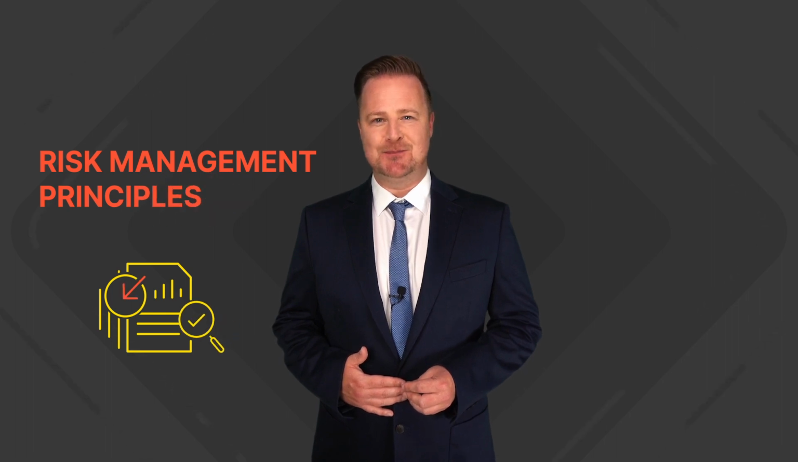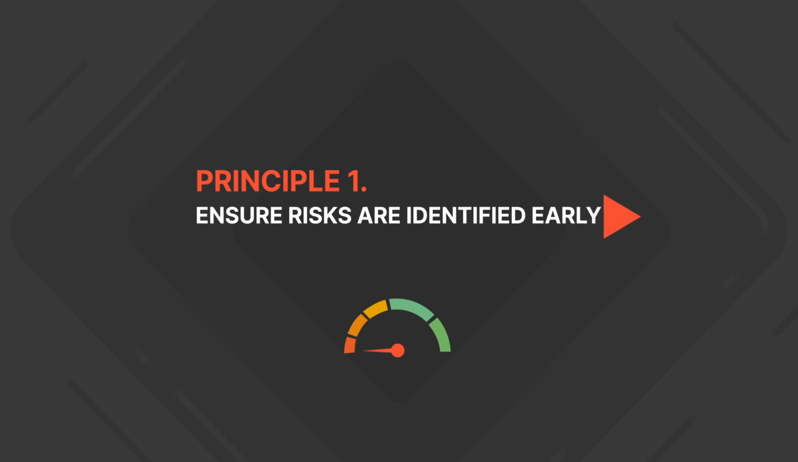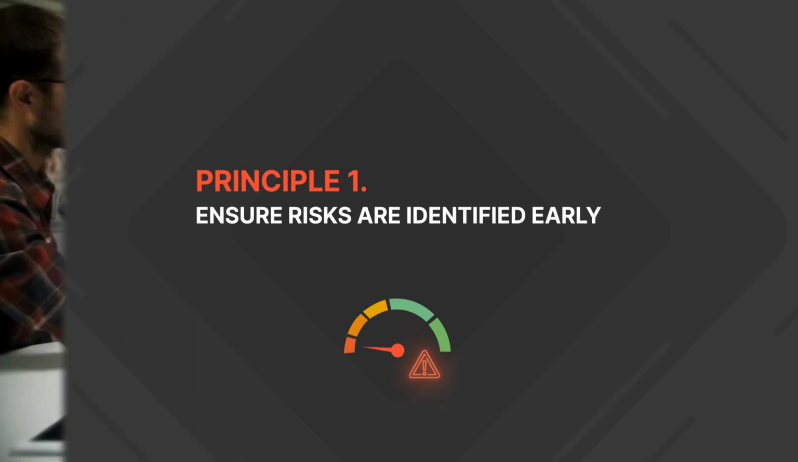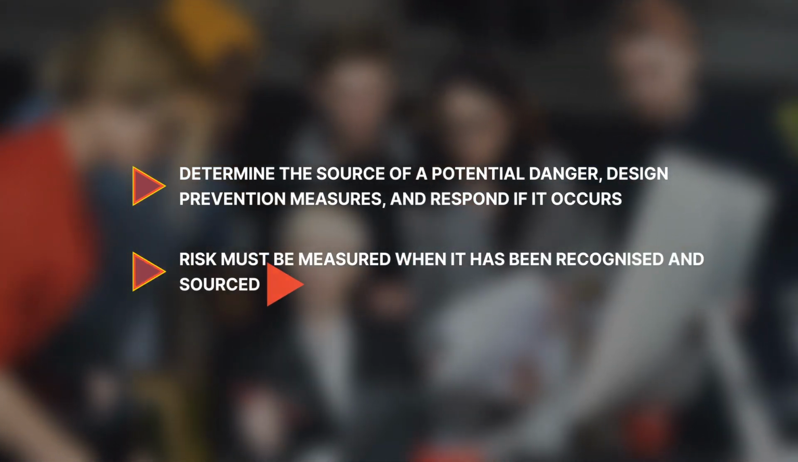Now let's talk about risk management principles. Principle 1. Ensure risks are identified early. This is perhaps the most crucial risk management principle. Make sure you're ahead of the game by completing your risk assessment before the project begins. Determine the source of a potential danger, design prevention measures, and respond if it occurs. Risk must be measured when it has been recognised and sourced.